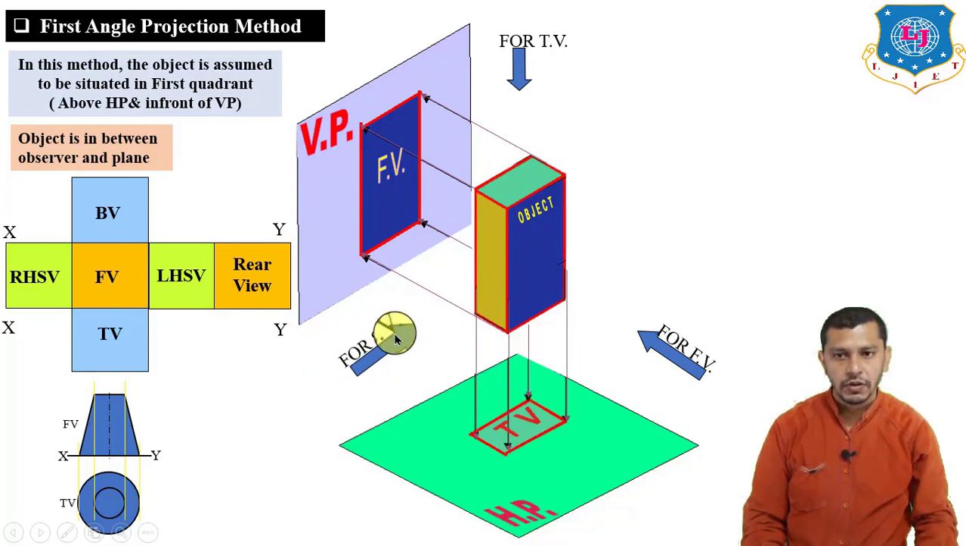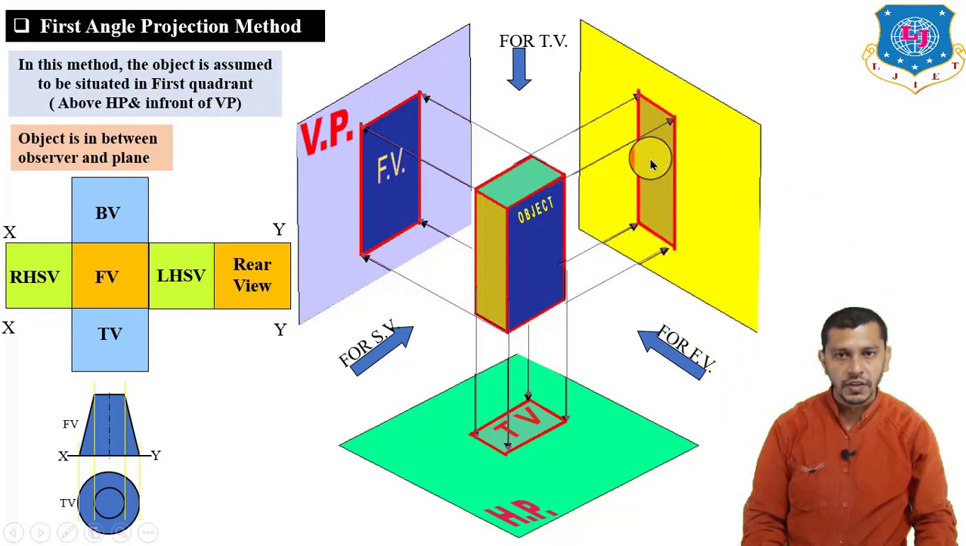And if we want to draw the side view of this cuboid, we have to project this object on the profile plane. For that we have to draw the projection lines perpendicular to the profile plane, and the projection lines should be parallel to each other. So this will be our side view, and in the side view we will observe this face of the given object. So this is our side view on the profile plane.